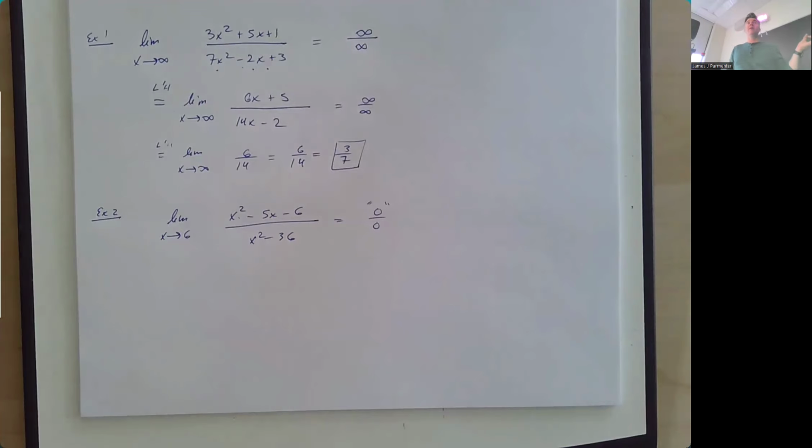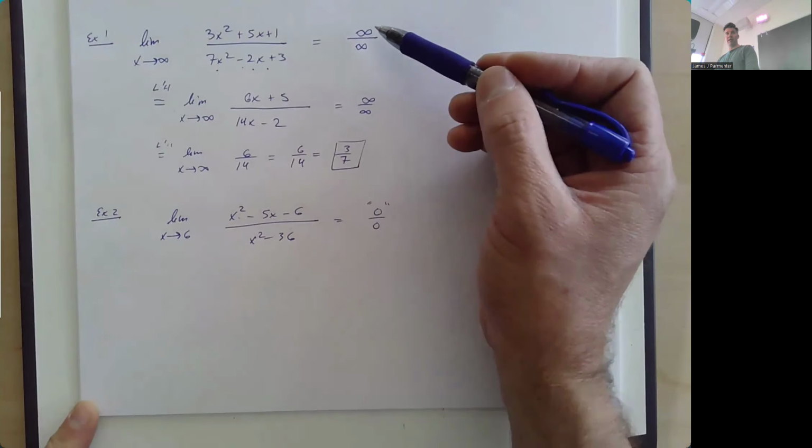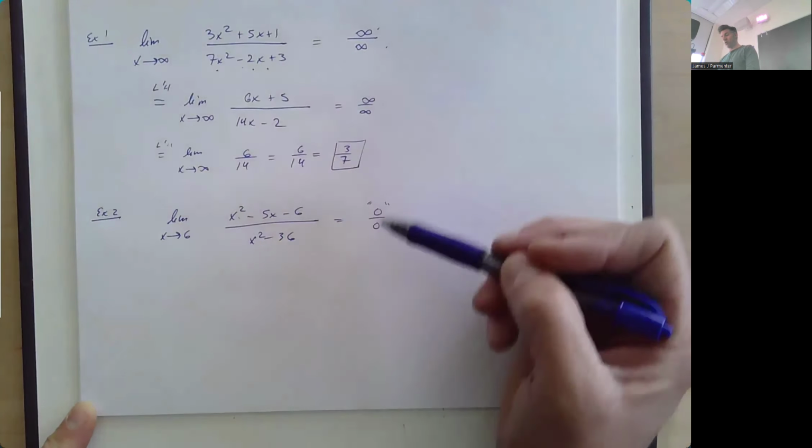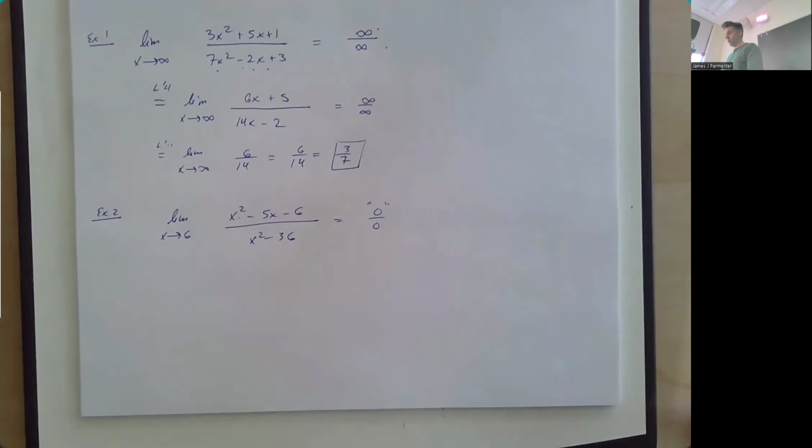And I will point out, these are the only two types of things we can use L'Hopital's rule for. Anything else that's indeterminate, we have to manipulate before we can use L'Hopital's rule. It has to look like some sort of fraction that's either big number over a big number or 0 over a 0. Those are the only things it works for.